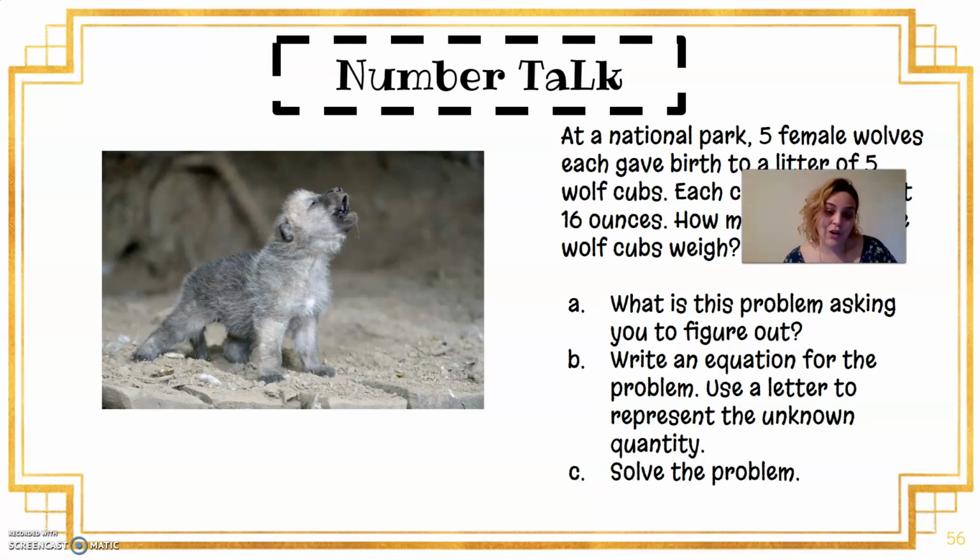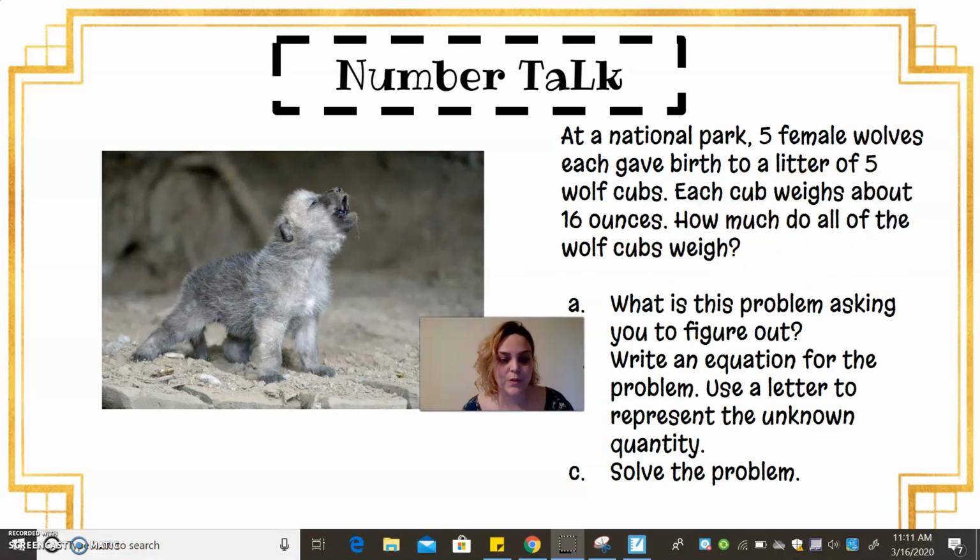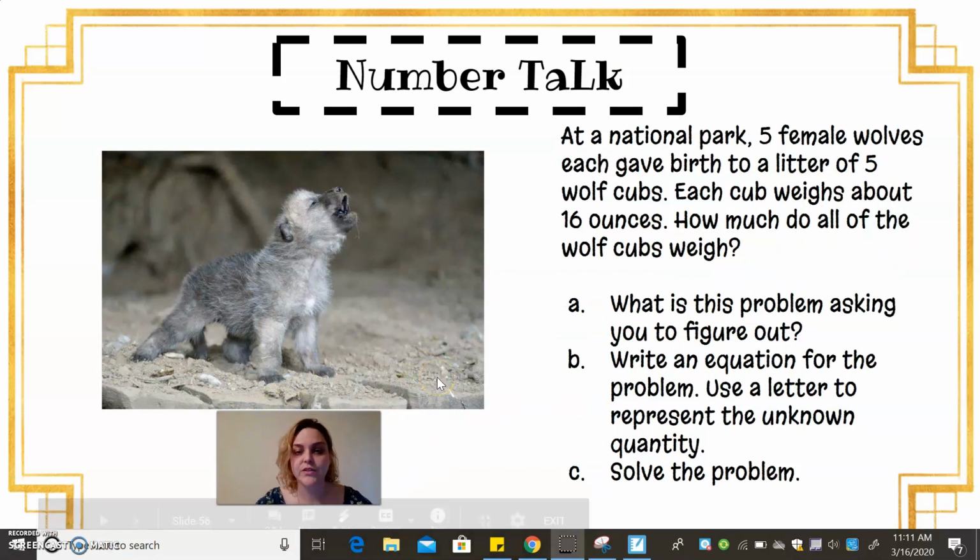So we're going to try to do this work using a number talk. Last week we did a little number talk with some panthers or some baby jaguars. Now we're going to do some wolf cubs. So at a national park, 5 female wolves each gave birth to a litter of 5 wolf cubs. Each cub weighs about 16 ounces. How much do all of the wolf cubs weigh?